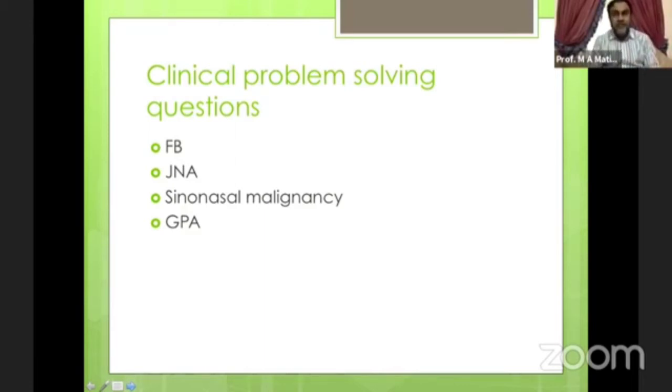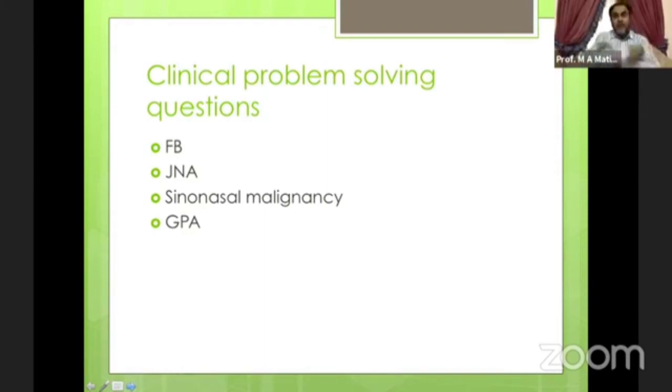That is epistaxis management. Now, there are some clinical problem-solving questions related to epistaxis. Like, a 3-year-old boy presents with blood-stained, foul-smelling unilateral nasal discharge with epistaxis. What is your diagnosis? Any child with unilateral foul-smelling nasal discharge with bleeding: diagnosis is foreign body in the nose, old foreign body in the nose until proved otherwise.